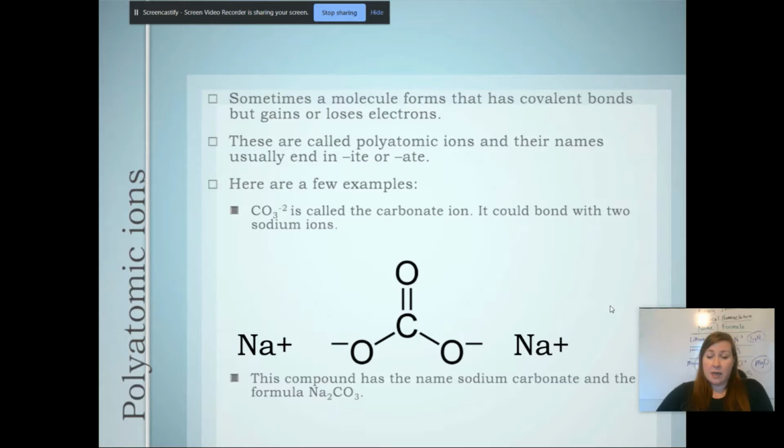And it does. And the name of this compound is sodium carbonate. And the formula is Na2CO3. We always write the metal first. And there's 2 Nas, and then there's a C and 3 Os.